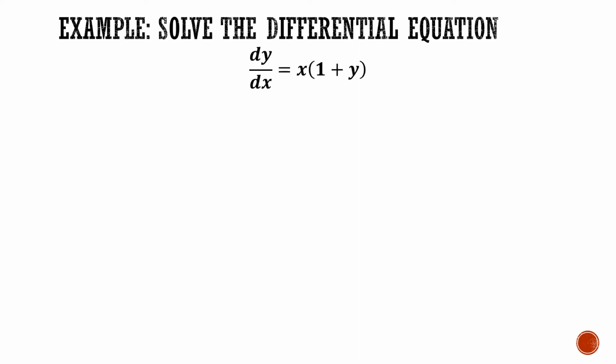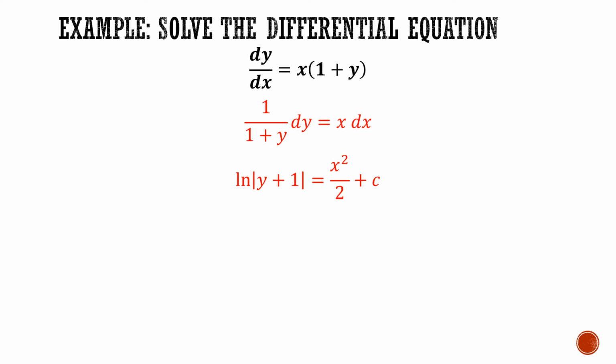All right, so in this example, we have dy over dx equals x times 1 plus y. I'm going to divide both sides by 1 plus y and multiply both sides by dx to separate my y and my x. Once I have them separated, I'm simply going to integrate. So when I integrate, I get ln absolute value of y plus 1, which is just a quick integral, equals x squared over 2 plus c.